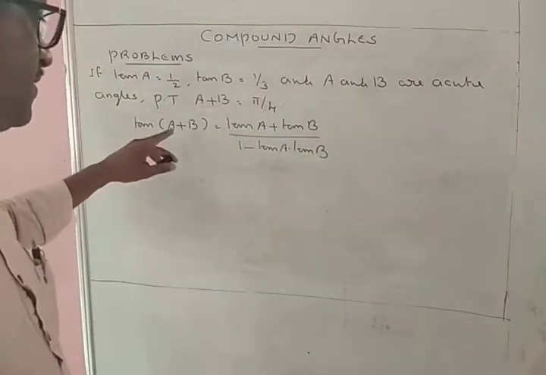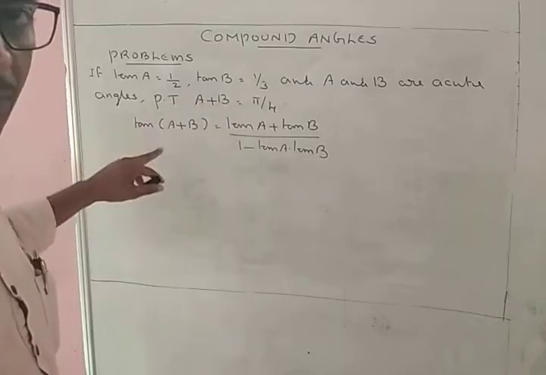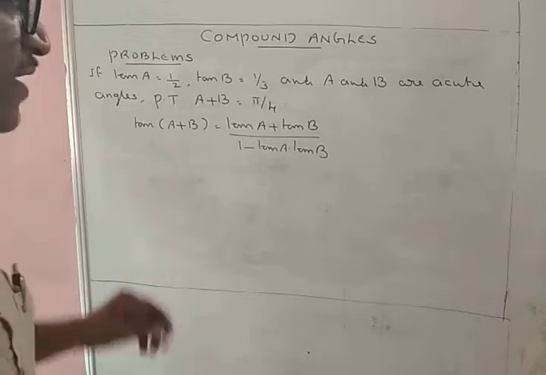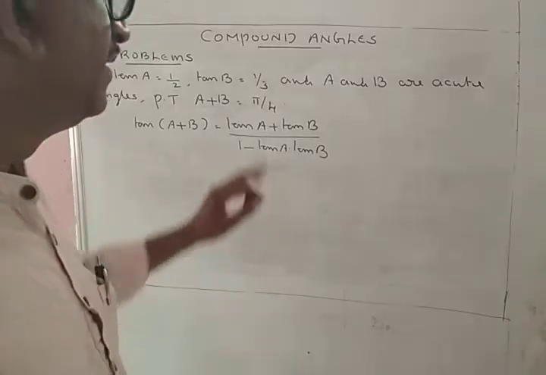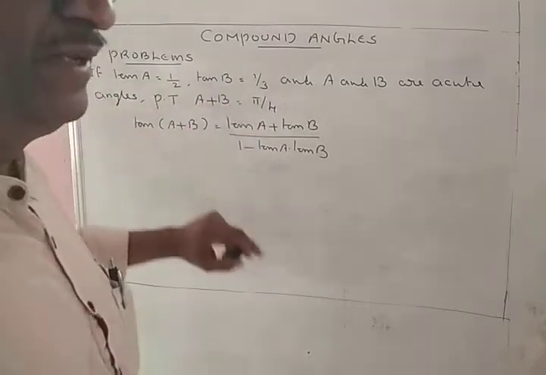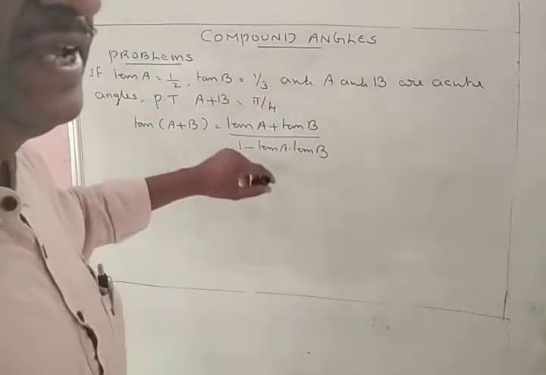Here tan A plus B is equal to, we know the formula for tan A plus B. Tan A plus B is equal to tan A plus tan B divided by 1 minus tan A tan B. So, given the values of tan A and tan B, we substitute tan A and tan B.